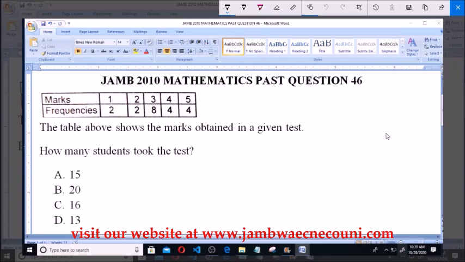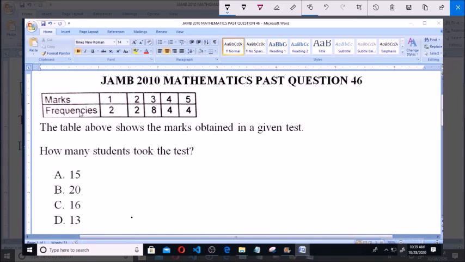Now looking at the table above, we are given the marks obtained by these students, and the frequency here simply signifies the number of students that scored the marks. Now for 1 mark, 2 students got 1, for 2, 2 students got 2, for 3, 8 students got 3, for 4, 4 students got 4, and for 5, 4 students got 5 marks. Now the question is, how many students took the test?